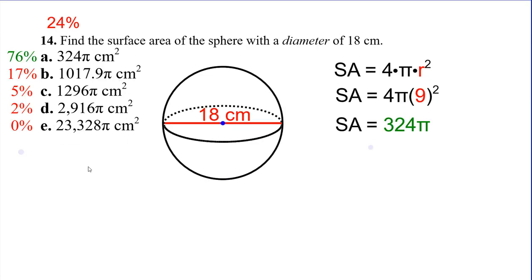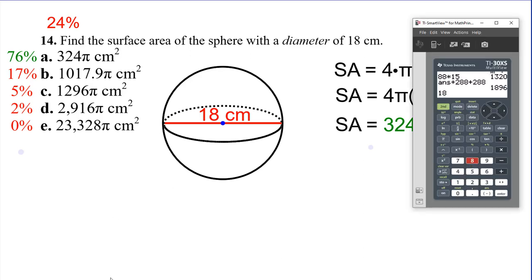And I'm sure the ones that missed it here would be if you squared the 18. Yeah, that's probably what that is. In fact, I'll confirm it real quick. So if we do 18 squared, so 18 times 18, and then multiply that by 4.